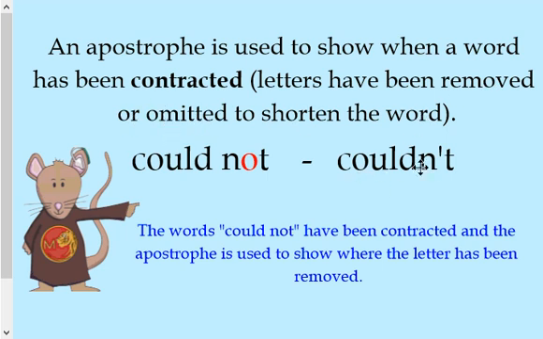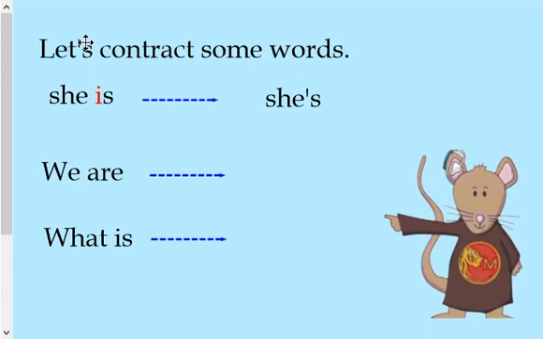So couldn't originally would have been could not. And you can see that the apostrophe has taken the place of the letter O. So the apostrophe is used and put in place of where those letters have been removed, and then the two words are joined together. So could not becomes couldn't, and the apostrophe replaces the O. Okay, let's have a little look at contracting some words.